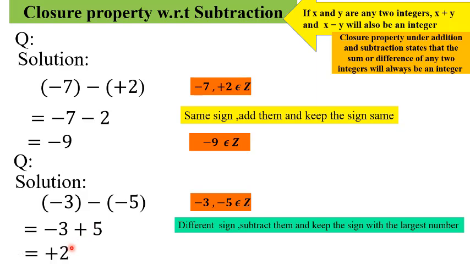Again, plus 2 belongs to the set of integers. It means if we subtract two integers, the answer also belongs to the set of integers. So we will say that closure property with respect to subtraction will hold in the set of integers.